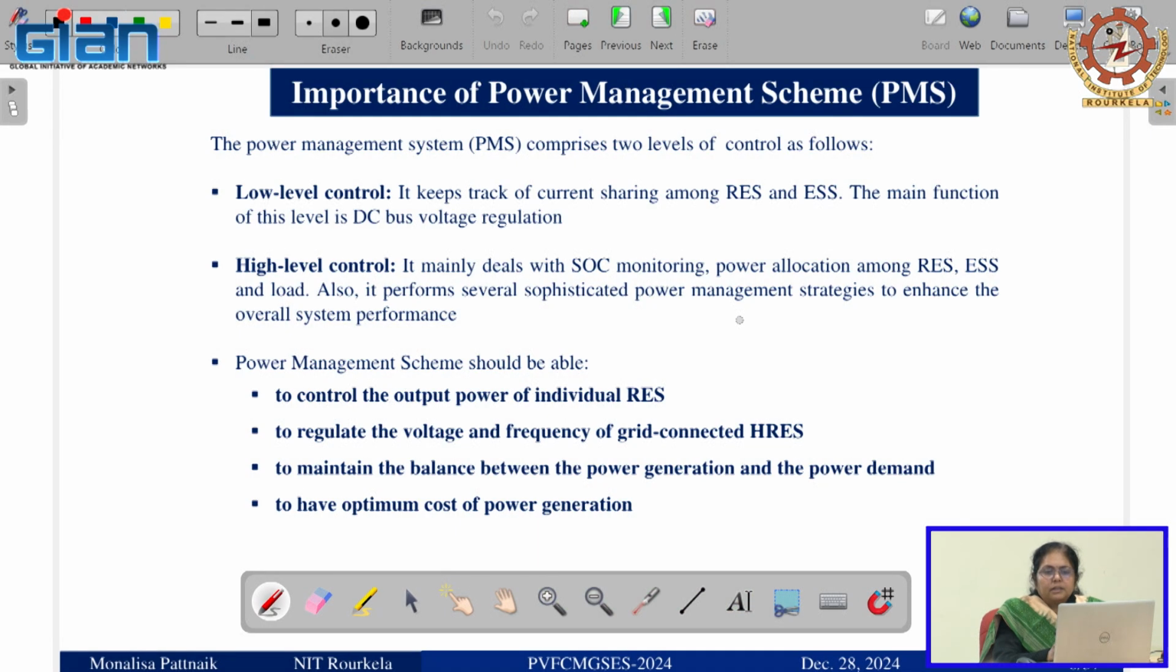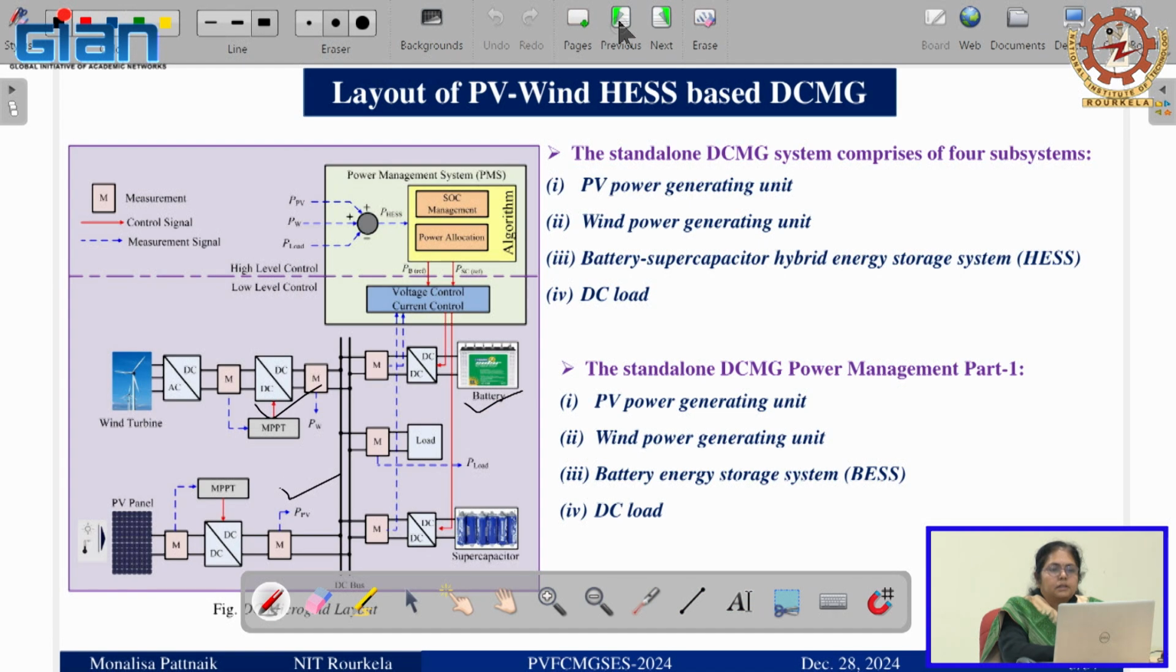So next is what I want to show. First let me explain here. Just after showing the system, if you see, this is the power management system or power management scheme, PMS, which has two levels of control: the lower level, or level 1, and the higher level control.